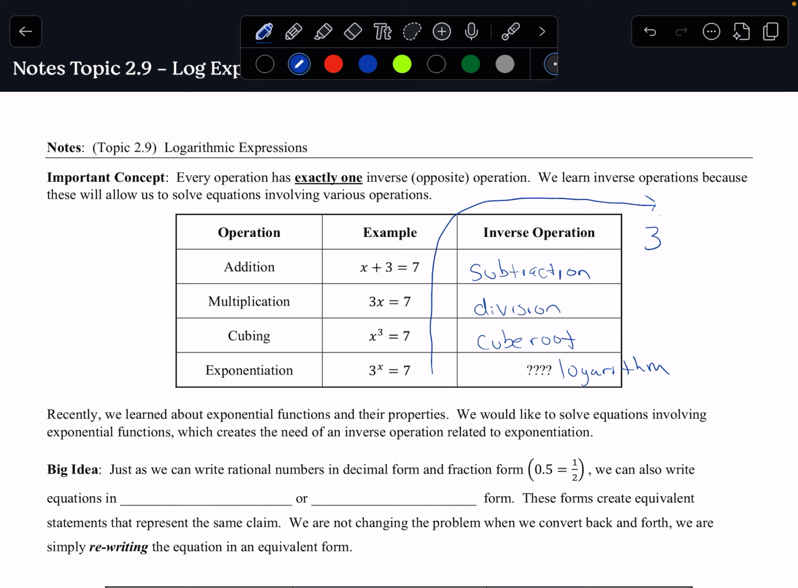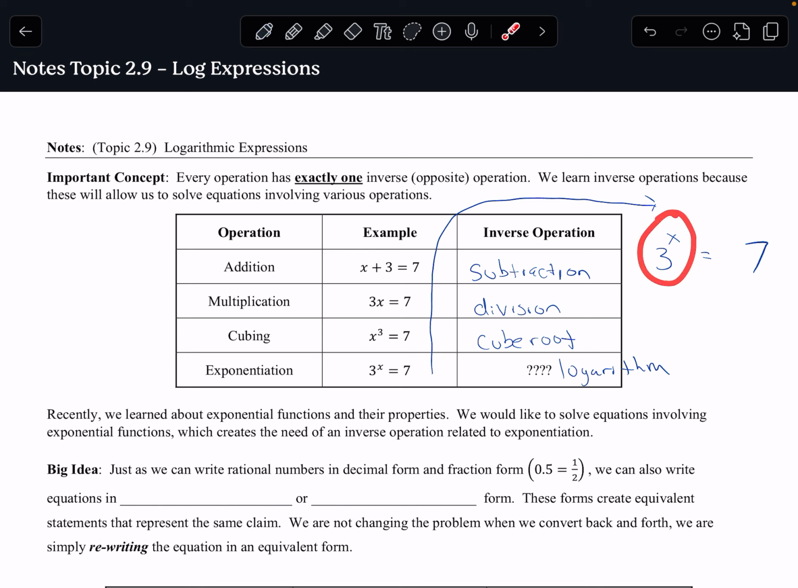So 3 to the x equals 7. Let me give myself a little bit more room to write. 3 to the x equals 7. Now I want to get this x by itself. So I have to do the opposite of an exponential, which is a logarithm. So I need to take the log of both sides. I've got to do the opposite of an exponential. I have to take the log of both sides.